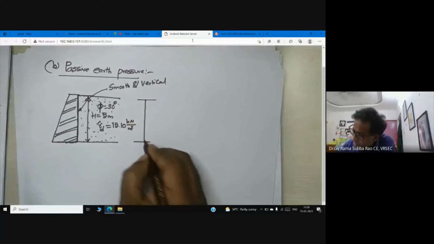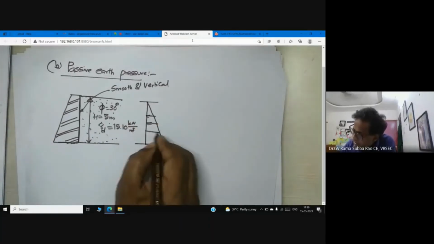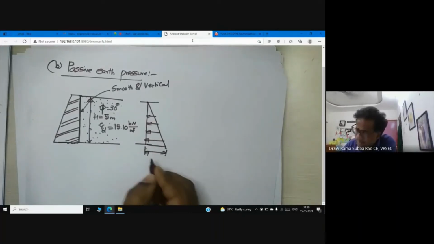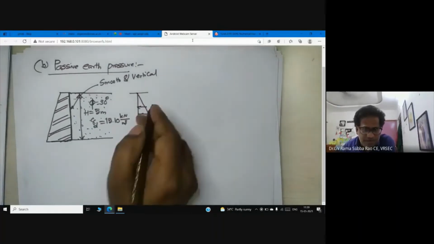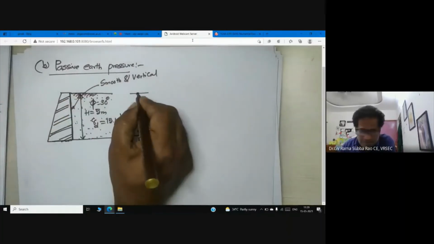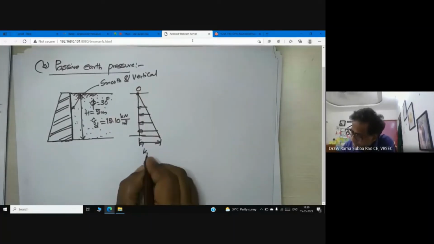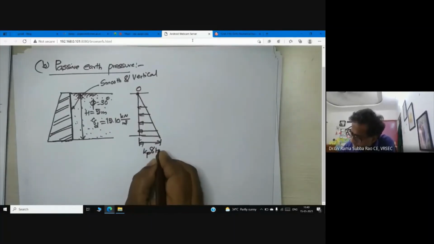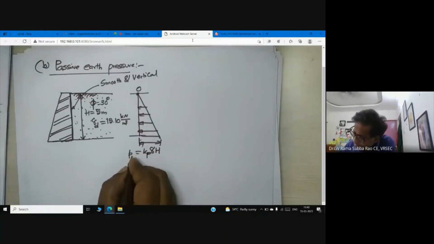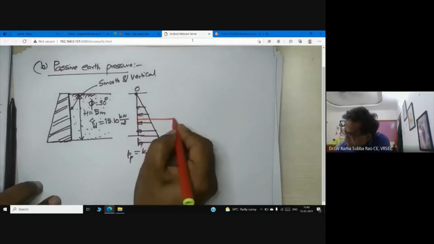I want to show you. So this is my passive earth pressure distribution diagram. Someone can ask me, sir, what is the passive earth pressure at the base of the wall? At the base of the wall, can you tell me? Someone can ask me, sir, what is the passive earth pressure at the top of the wall? It is 0. At the base of the wall, Kp into gamma into H. But I am not happy with Pp. I want capital Pp.